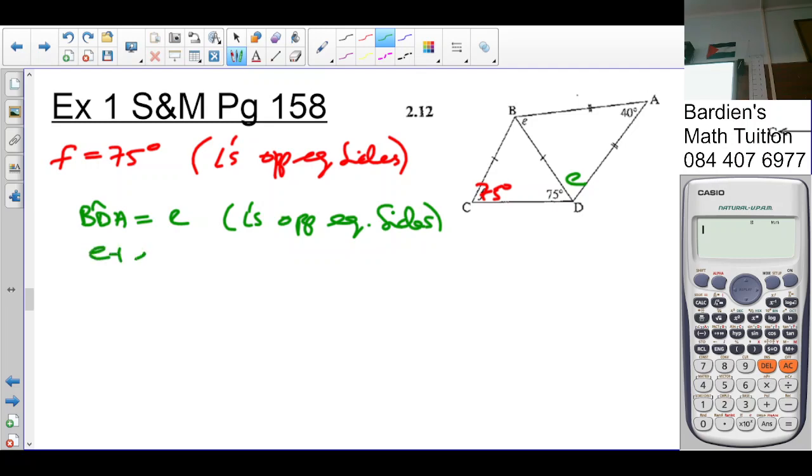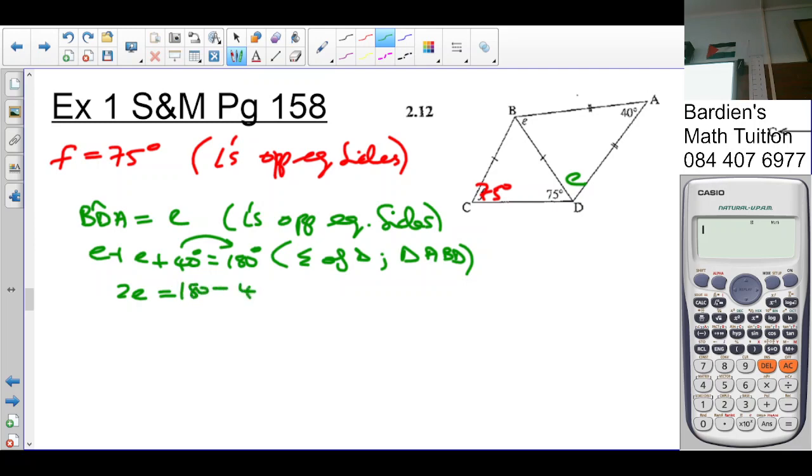Right, so E plus E plus 40 degrees equals 180. Sum of angles of a triangle, and it's triangle ABD. E plus E is 2E, equals 180 minus 40, which is 140. Now what? Divide by 2 both sides. So E is going to give you? Okay. Alright? You okay with that?